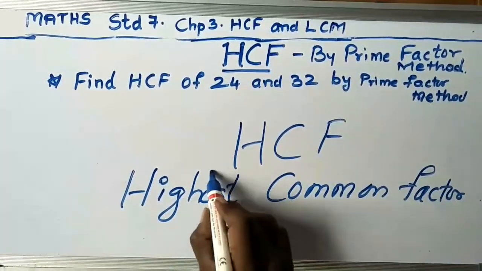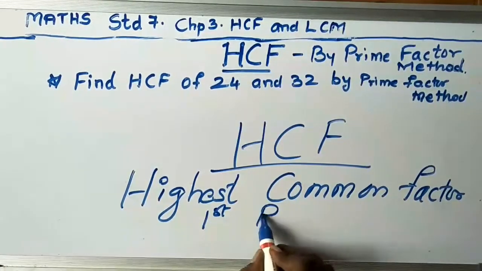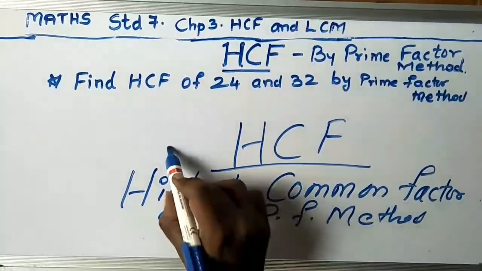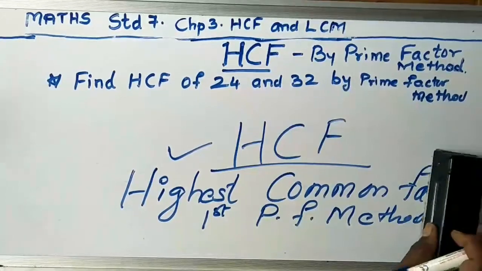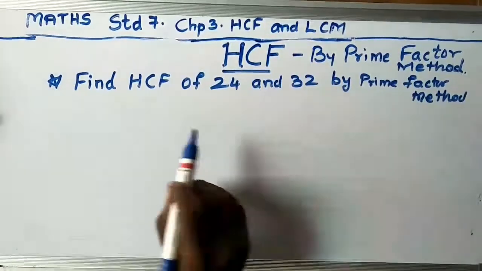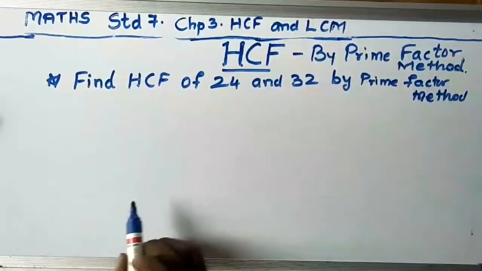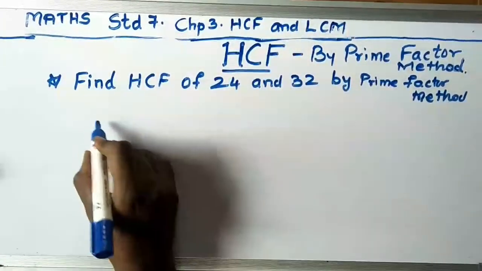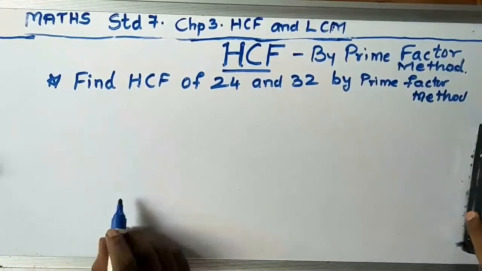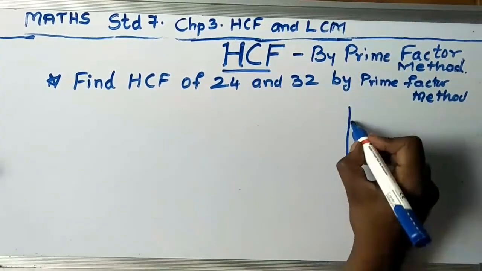Here also there are two methods, in which the first method is the prime factor method. So you want to find HCF by prime factor method. I have written some sums over here which you can see. Let me solve the sums. How to find HCF of 24 and 32 by prime factor method. In the previous video, I taught you how to find the prime factor. So let us find the prime factor of 24 and 32. I'll solve it here.